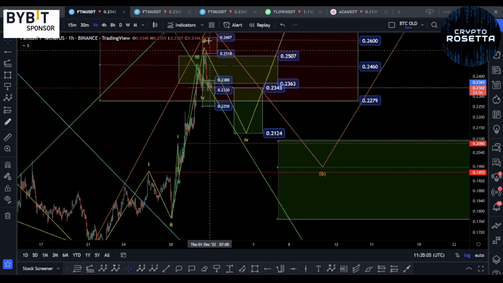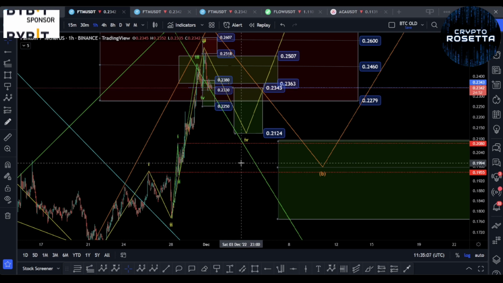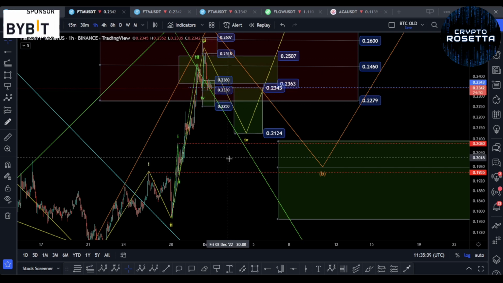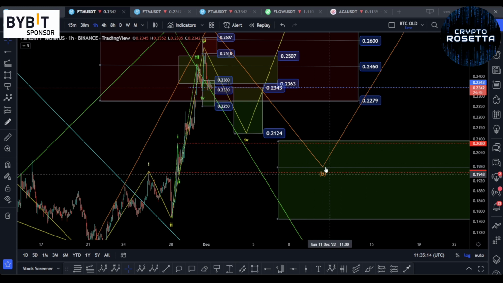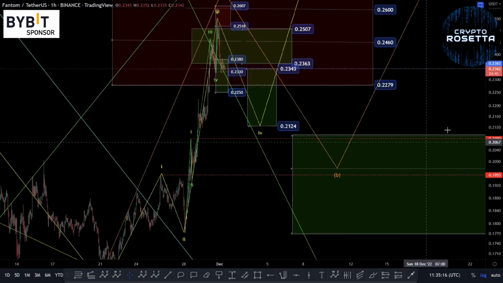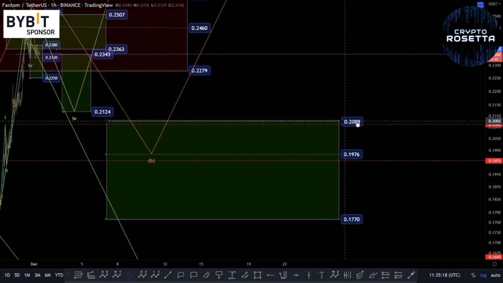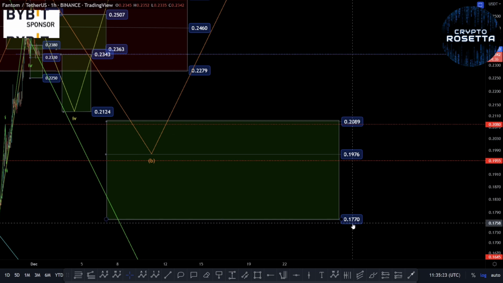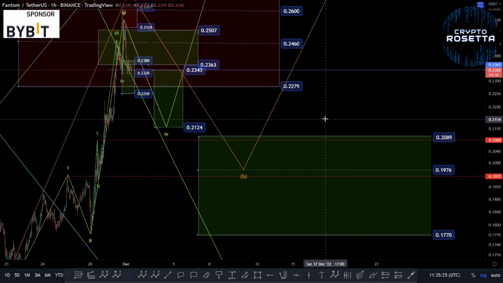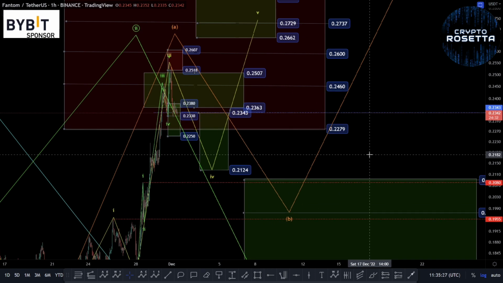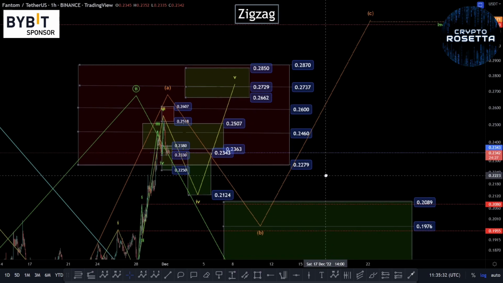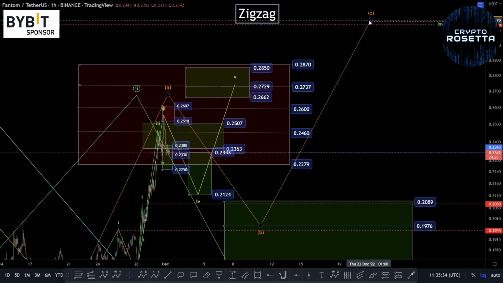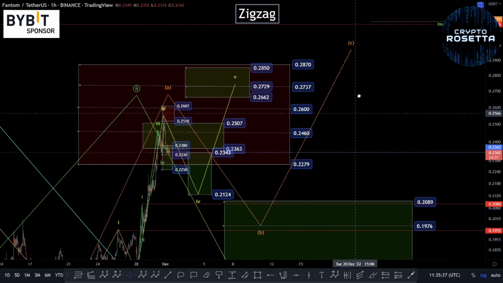So should we start to form an impulsive structure within this move, we could potentially be looking at a B and a C down into these lows, and that would be a B wave retracement. If that's the case, we'd be looking to target out between this 20.89 and the 0.289 and 0.1170 area, and then that would take us down into this low point. And if we find support within this region, we could be looking for an additional C wave to the upside. So these are the areas we need to watch.